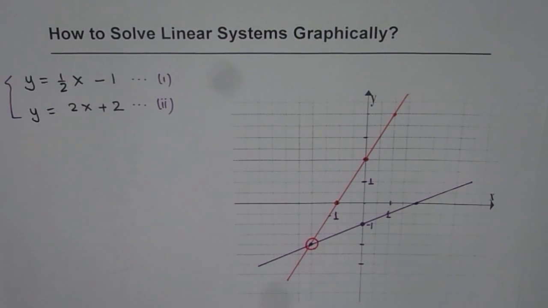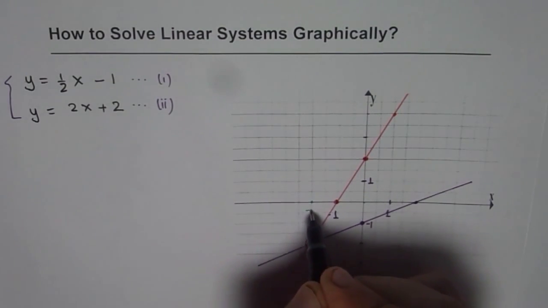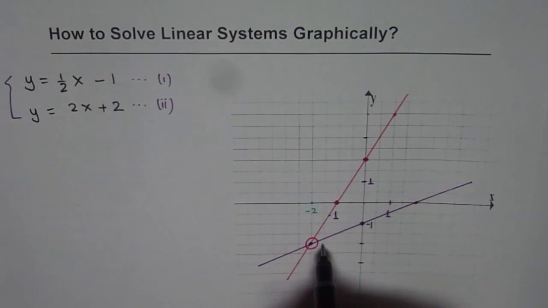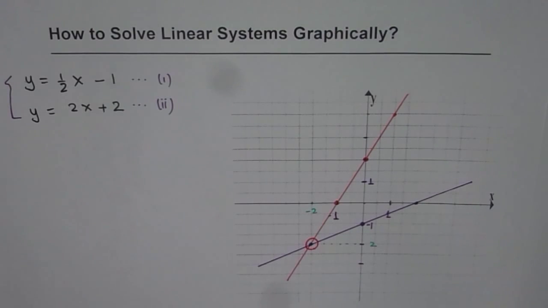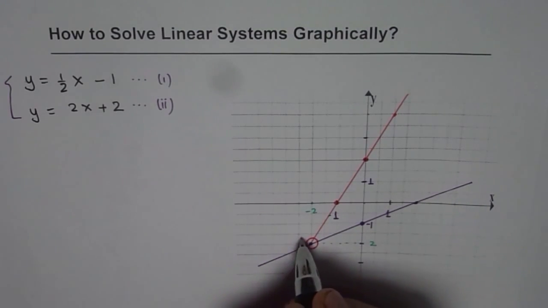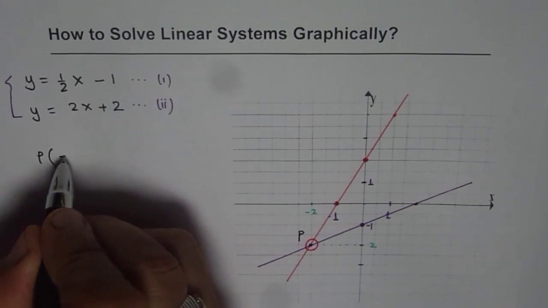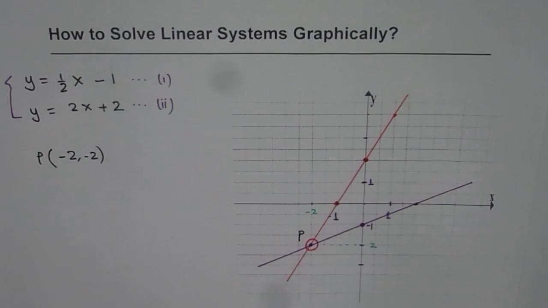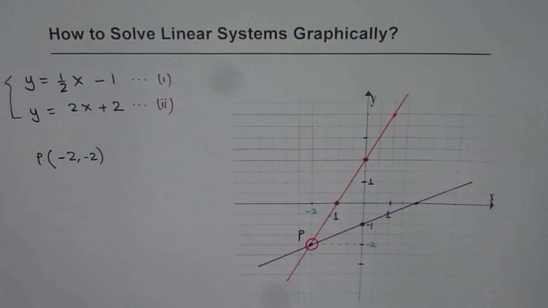So now what is the solution for us? This point is at minus 2 for x, and the y value is also minus 2. So the solution for us is, let us say point P, and the coordinates for point P are minus 2, minus 2, right? So that is how you can easily get a solution using a graph, right?